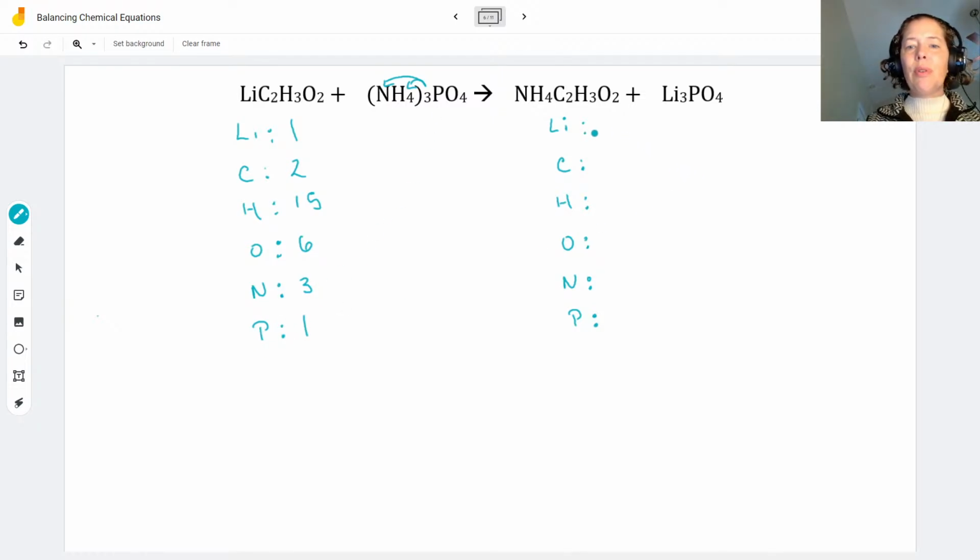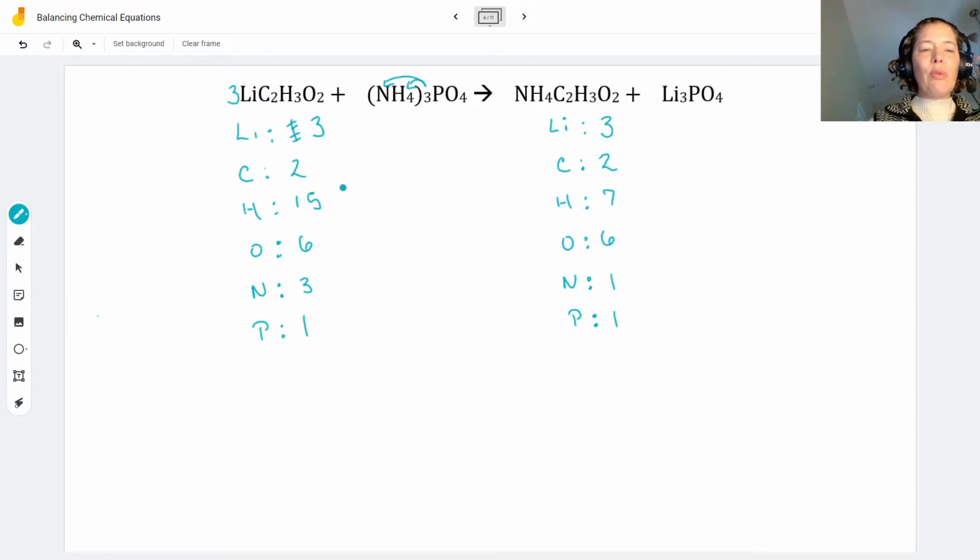Okay, so on my product side, lithium, I've got 3. Carbon, I have 2. Hydrogen, I have 3 here and 4 here, so I have 7. Oxygen, I have 2 here and 4 here, so I have 6. Nitrogen, I just have the 1, and phosphorus, I just have the 1. Again, I'm going to try and save my hydrogen and oxygen for the end. I'm going to try to balance my other atoms first. Okay, so lithium is right here. It's unbalanced. I'm going to go ahead and balance lithium first. So if I have 3 lithium over here and I just have 1 on my reactant side, let's put a 3 here. All right, that's going to make some changes.